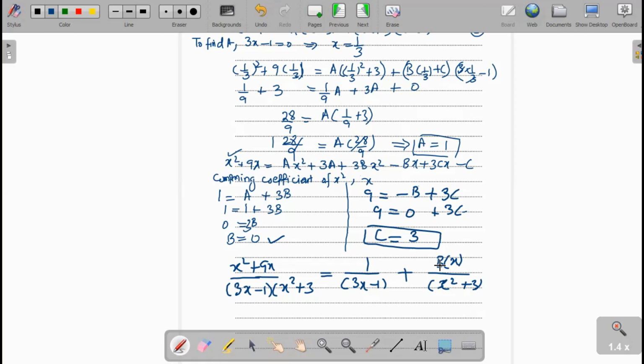Now the b is 0. Now we can write it as 0. B is 0. Therefore 0x plus c is 3.